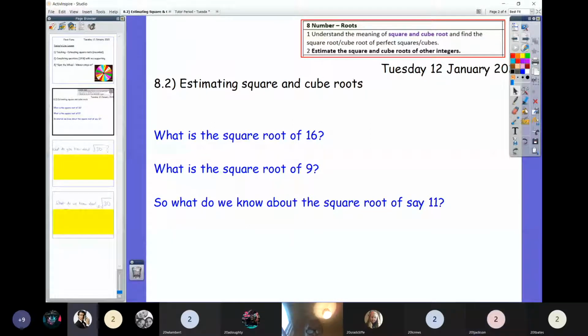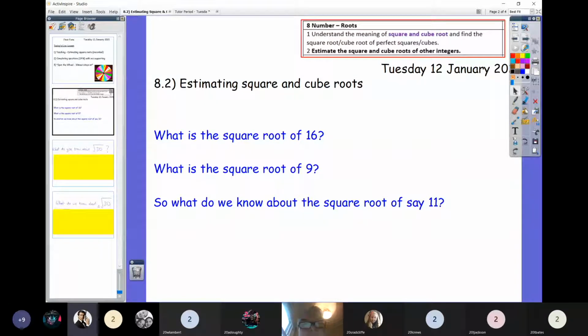So that's the title, guys. So if you could just copy this down, please. Today, we're going to be estimating some square and some cube roots. Yesterday we were actually working out some ones because they were whole numbers. Today we are going to be estimating. So you may be wanting to write this down, you may be choosing not to, that's up to you.